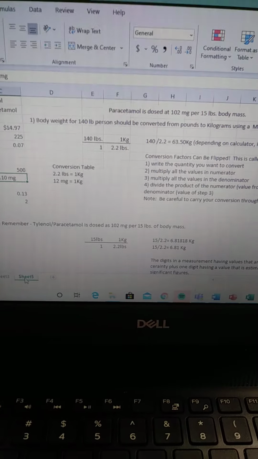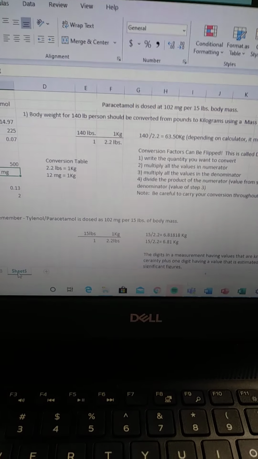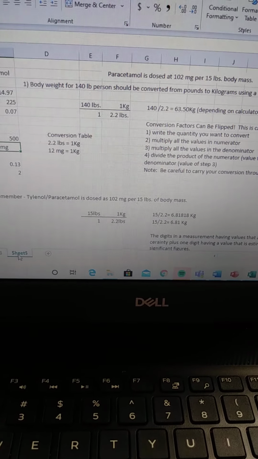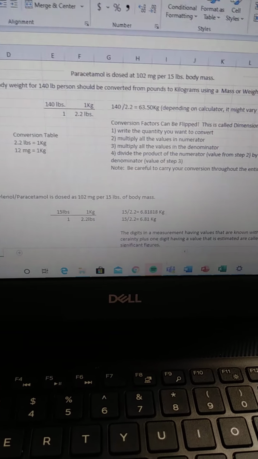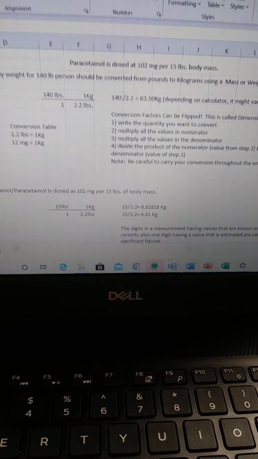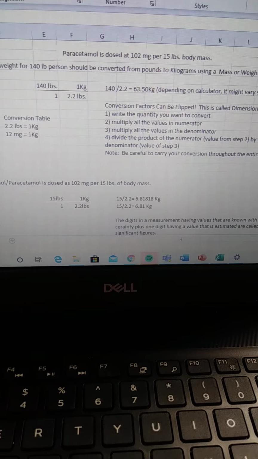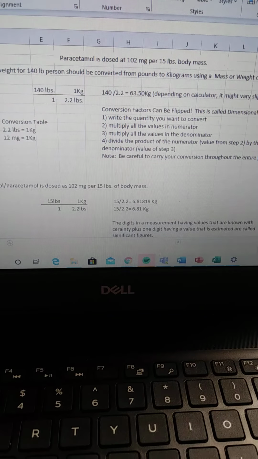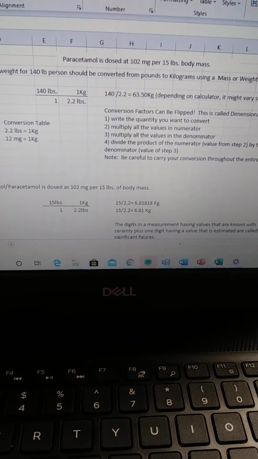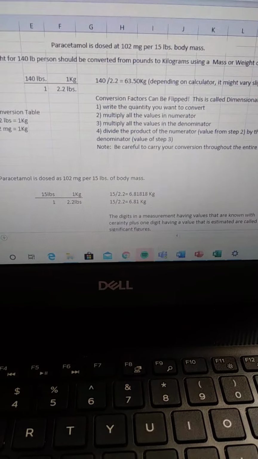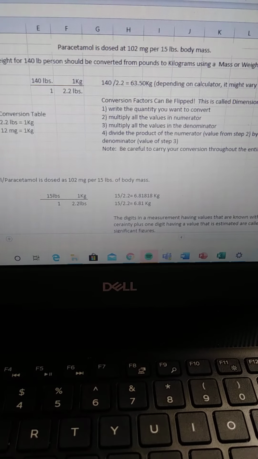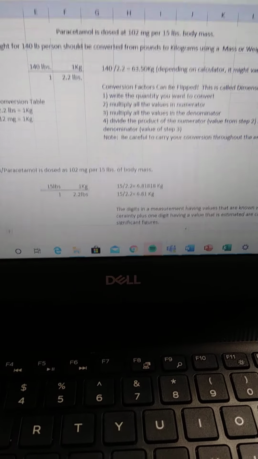Now, going back to our problem, we know how much I weigh in kilograms, which is 63.5, but we still have to go back to the Tylenol. It's dosed at 102 milligrams per 15 pounds. So we're going to use dimensional analysis there, crossing out the pounds to convert to kilograms. 15 divided by 2.2 is going to give us 6.81818. We use our significant figures that I described earlier in one of the problems, and we round to 6.81 kilograms.